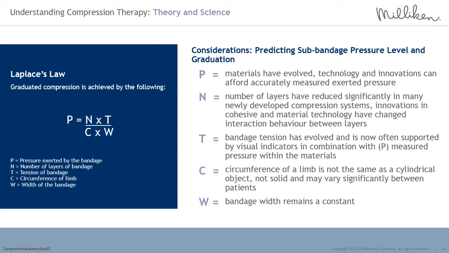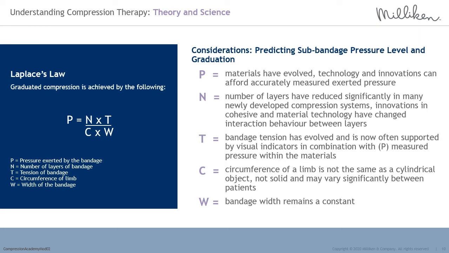The number of layers have not only reduced, but the layers used are often now designed to bond to each other. This prevents movement between the layers and as such will have an impact on the interlayer behaviour. The number of layers being used has decreased from 3 to 4 layer largely to 2 layer systems. T represents bandage tension. Inclusion of application safety features has improved dramatically.